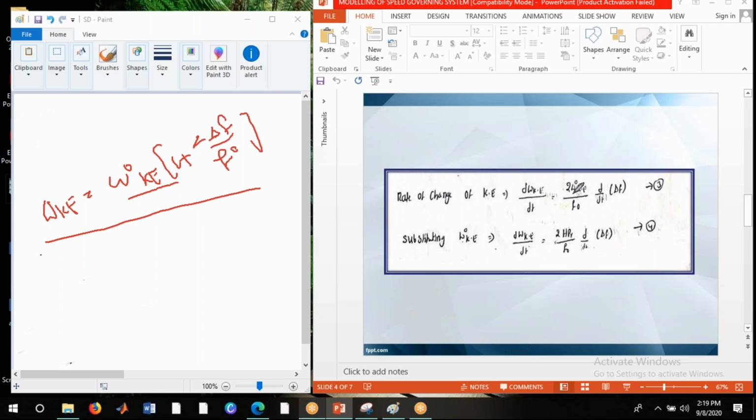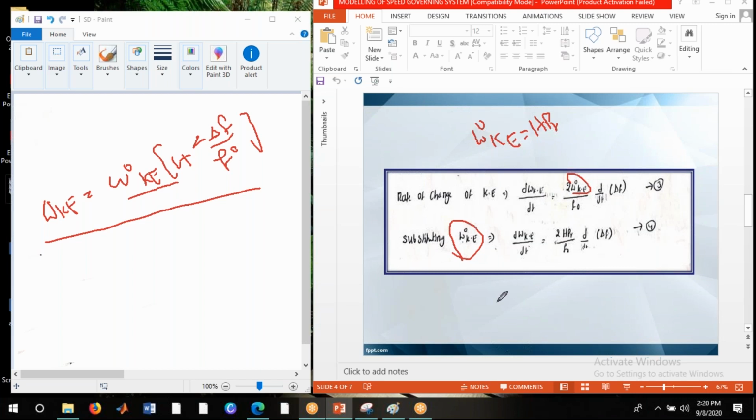Now, what is the equation of W naught KE? That was found in the first equation. It is equal to H, that is the inertia constant, into real power. If you substitute this equation, this is the initial condition, that is without any change, the lossless condition. We apply this equation like this: 2H PR divided by F naught into d/dt of delta F.